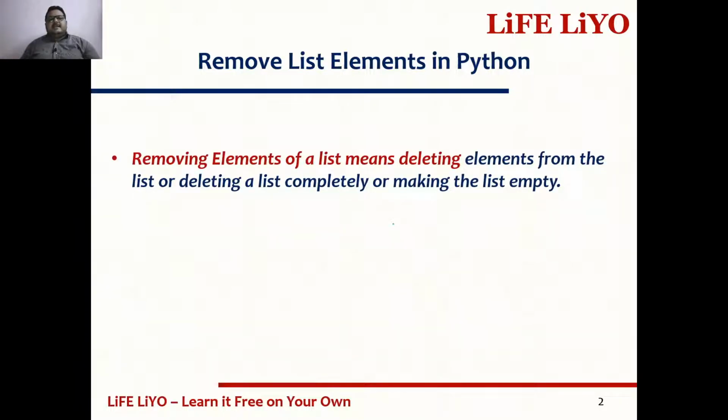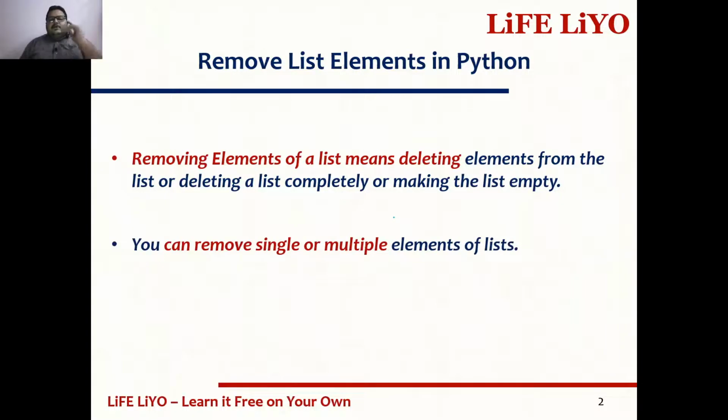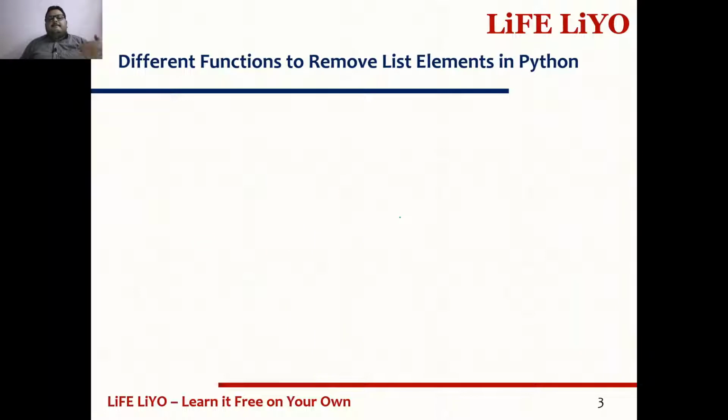Removing list elements means deleting elements from the list, deleting a list completely, or making a list empty. So you can remove a single element from the list, or multiple elements from the list, or we can remove a list also. So what are the different predefined functions we have to remove list elements in Python?